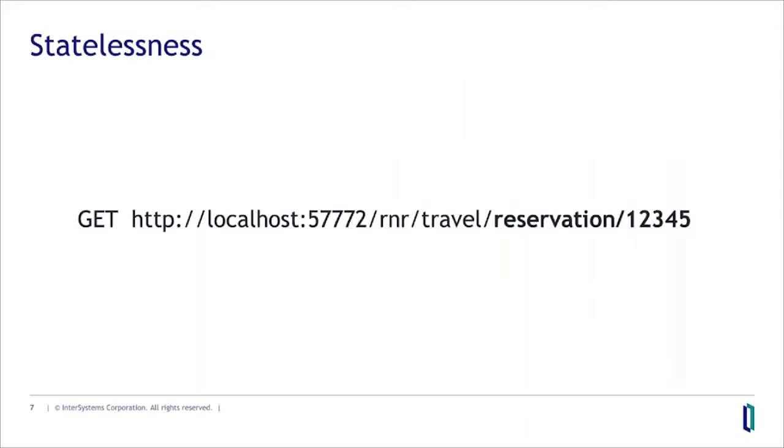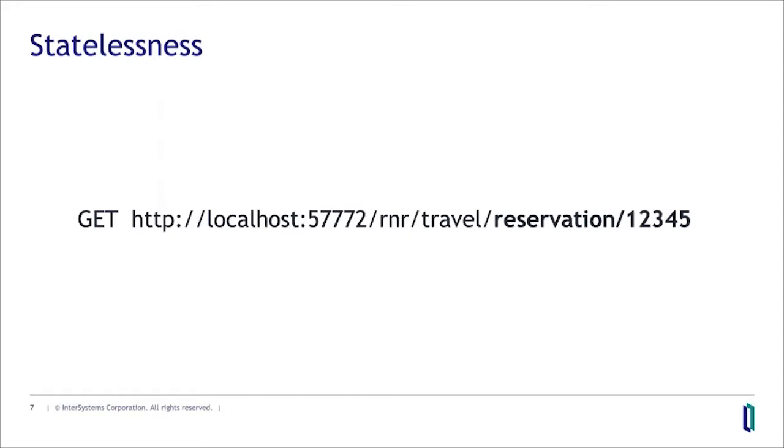So words like get or create or update really shouldn't be in your resource names. If you want to point to a specific record, the way you do that is by indicating its ID right in the resource name, right in the URL. And this ties into the concept of statelessness, which will be another best practice.